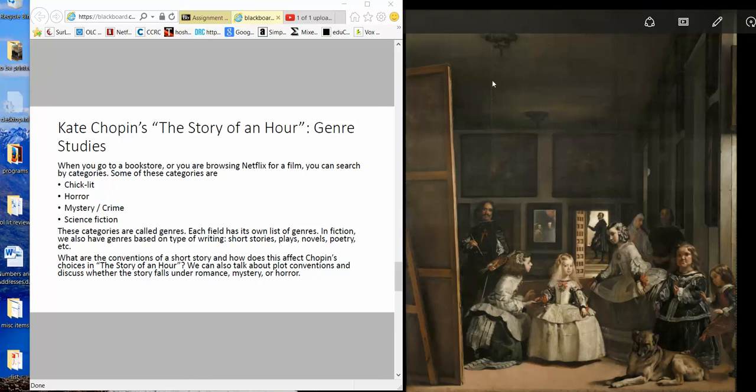If we look at Diego Velázquez's painting here, we can say this is a court painting. That's a genre of painting where members of the court are given their portraits. We could compare it to other paintings of the same type and talk about what they have in common and what's different. So we could decide what genre this painting is and make an evaluation or a comparison based on how well it fits that genre. So that's what genre studies is all about.